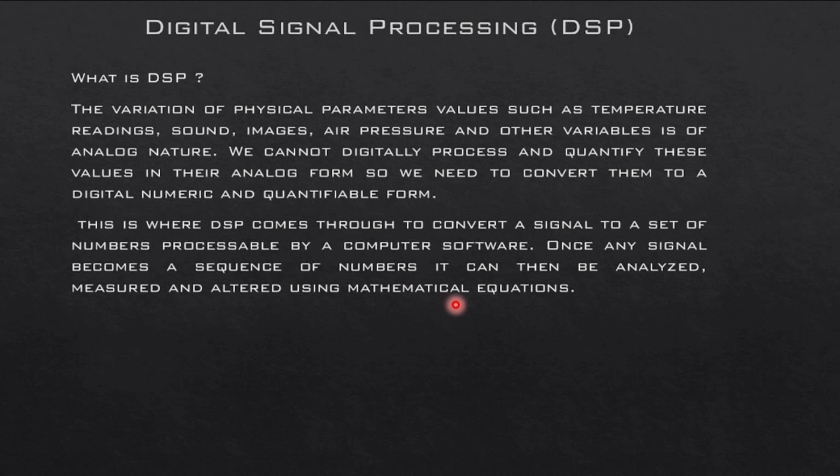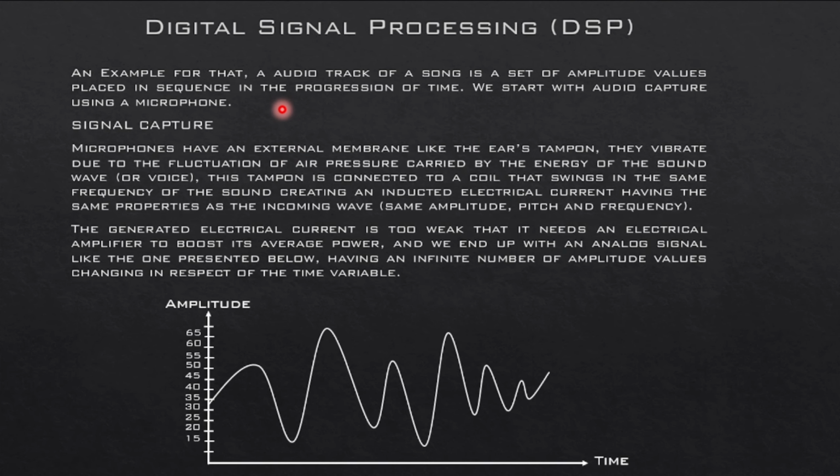Once any signal becomes a sequence of numbers, it can then be analyzed, measured, processed, altered using mathematical equations. An example for that, an audio track of a song is a set of amplitude values placed in sequence in the progression of time. We start with audio capture using a microphone.